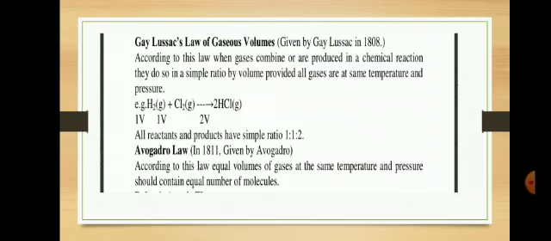Gay-Lussac's law of gaseous volumes, given by Gay-Lussac in 1808. According to this law, when gases combine or are produced in a chemical reaction, they do so in a simple ratio by volume, provided all gases are at the same temperature and pressure. Example, H2 + Cl2 gives 2HCl. One volume of H2 and one volume of Cl2 give 2 volumes of HCl. All reactants and products have a simple ratio 1:1:2.